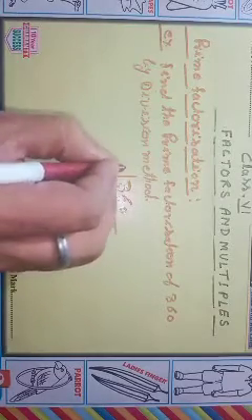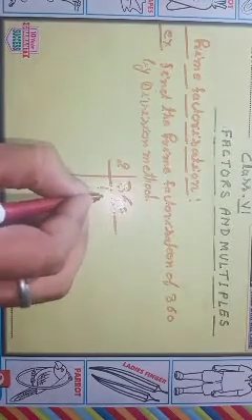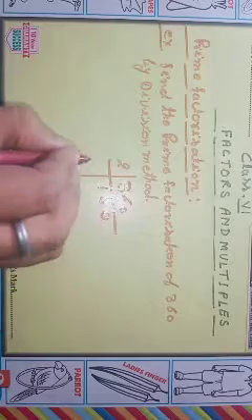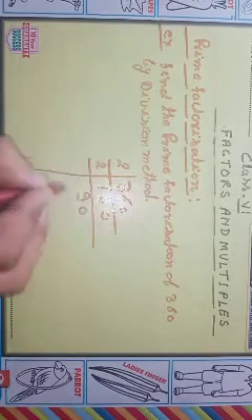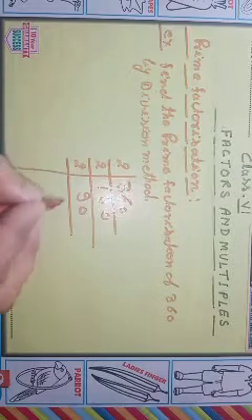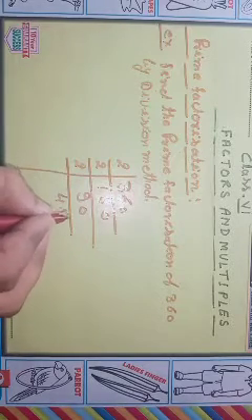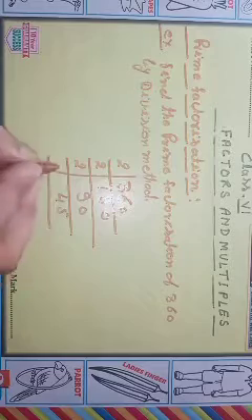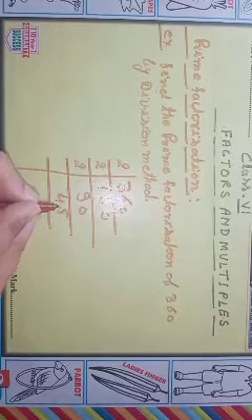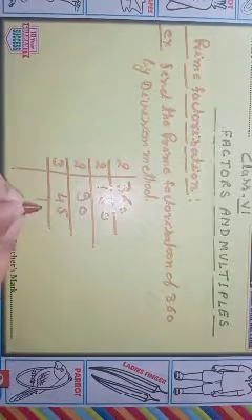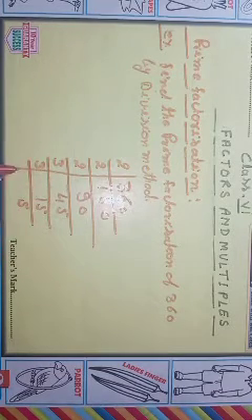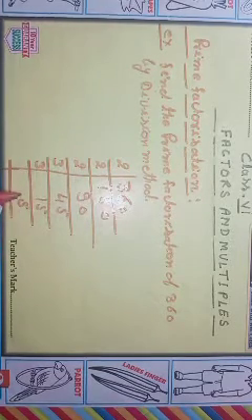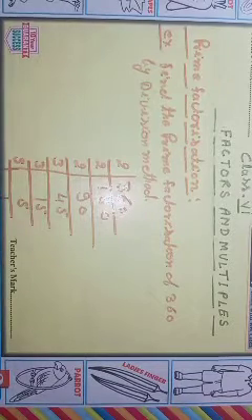This is 2, and that becomes 180. Now again 2, 90. Now again 2, 45. After this it will be divided by 3, 15. Again 3, 5. Now 5 is not divisible by 3, so the last is 5.